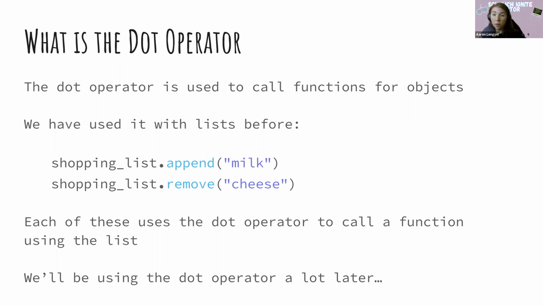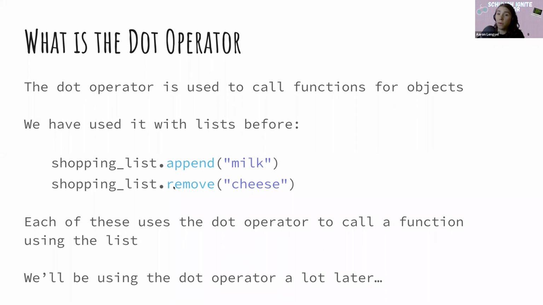And these functions have a special name. They're called methods. So this is not the append function, this is the append method. We're calling this append method, and it's going to add milk to the shopping list. And we have this remove, which is going to do the opposite. It's going to take away cheese, right? So each of these uses the dot operator to call a function on this list.